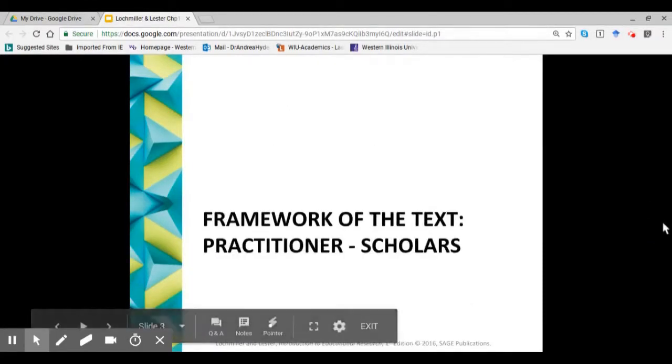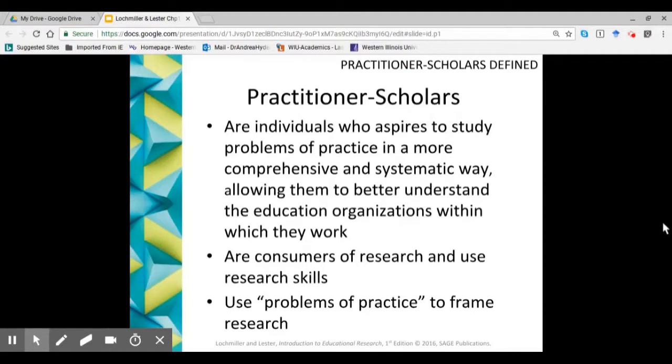So, practitioner scholars. Practitioner scholars are individuals who have a teaching practice or an administrative practice who want to investigate some problem related to their practice in a comprehensive and systematic way. So that is using the tools of science. The assumption is that practitioner scholars are consumers of research and also use research skills.